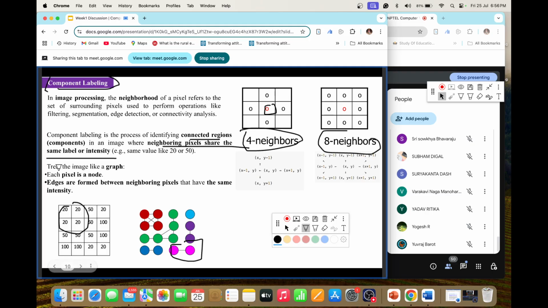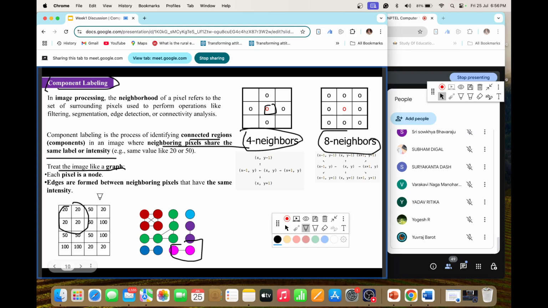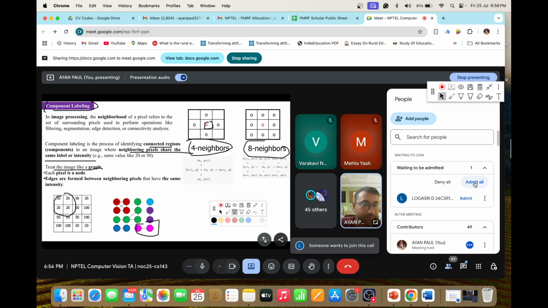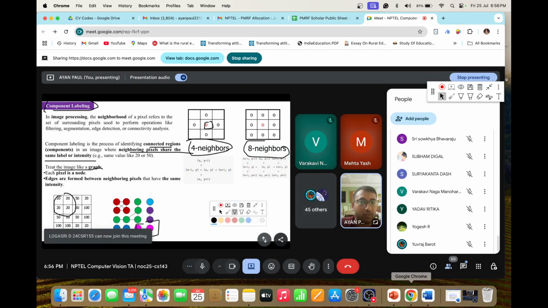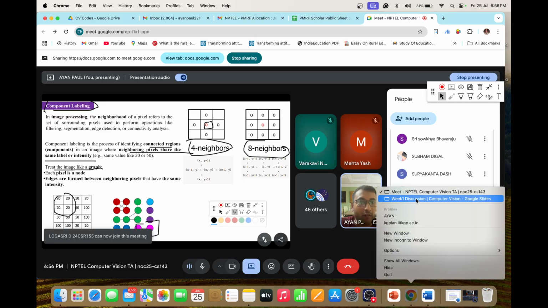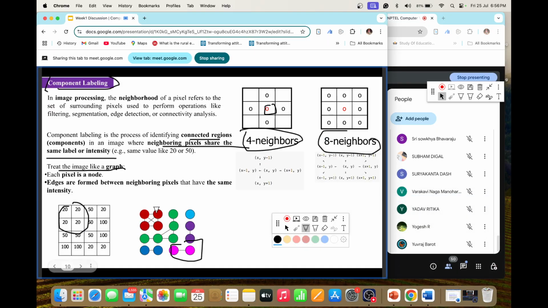So how is component labeling done? Treat the image like a graph. Your image is a 2D array of different values. Each pixel is a node, and edges are formed between neighboring pixels that have the same intensity. So we form edges between pixels having the same intensity and that are neighbors.